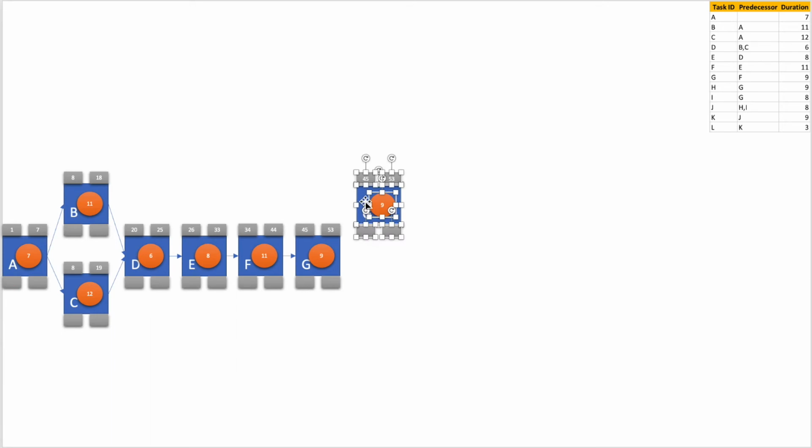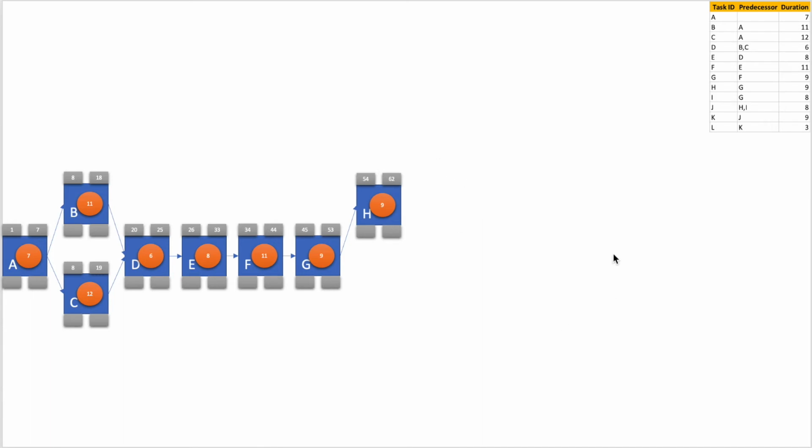Okay, there we have it. So this is activity H, and it takes 9 days, so that is okay. And it follows activity G. So I put it like this. And G finishes on the 53rd day, so this has to start on the 54th day. 54. Okay. Now the early finish will be 54 plus 9, 63, minus 1, 62.